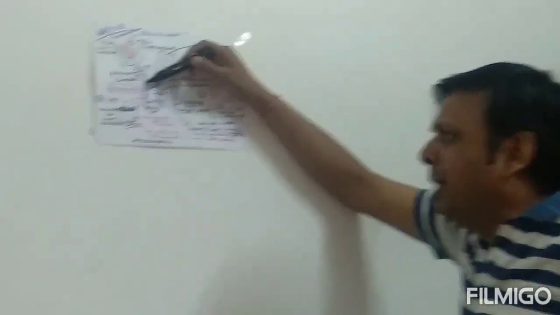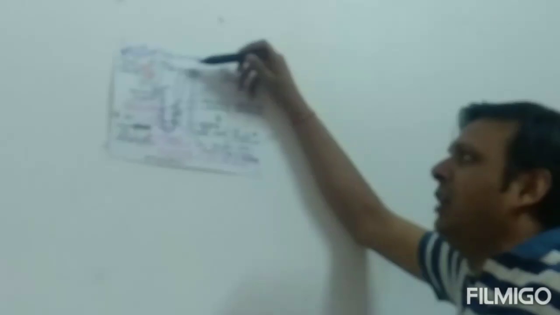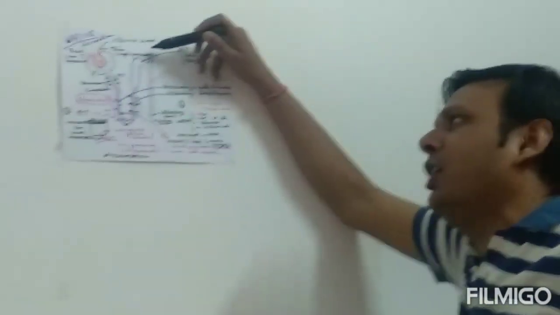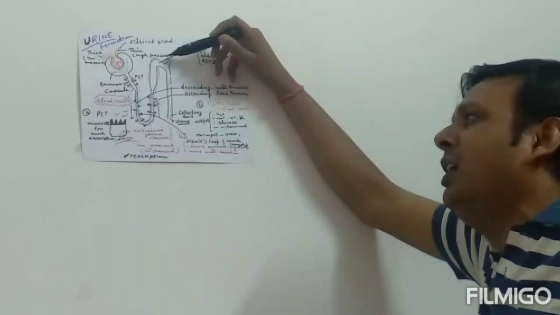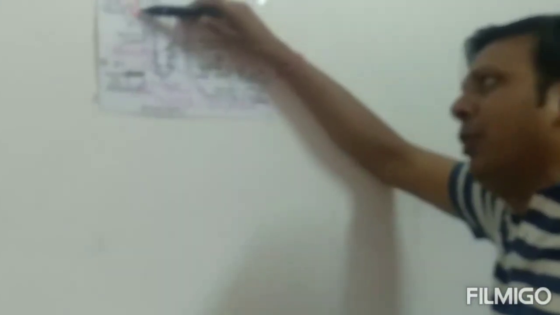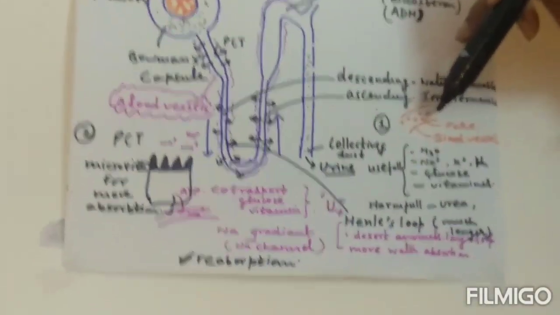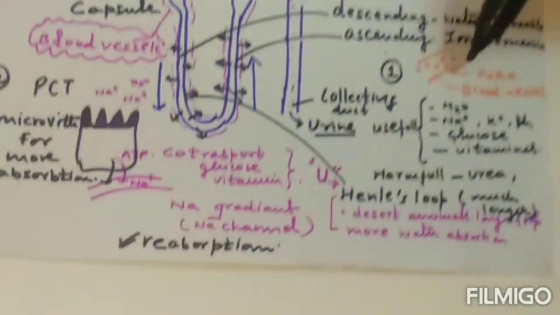Henle's loop is involved in concentrating the urine. The DCT also helps in selective reabsorption by the effect of hormones, and the collecting duct collects the urine. So these nephrons are the blood filtering units which are involved in ultrafiltration. We remember that during the filtration of blood, no blood cells or proteins are filtered, because the pores are very small in size and do not let any plasma proteins or cells into the filtrate.